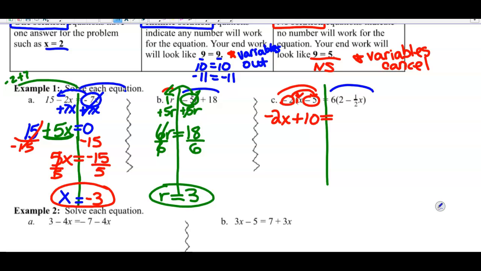Over here, do I see anything? 6 times 2, that gets me 12. And then 6 times negative a half. So you can put it in your calculator as negative 0.5 or just use the fraction. So 6 times negative 0.5 is going to give me negative 3x. I put it in my calculator and that's what I got. So now I did distributive property.